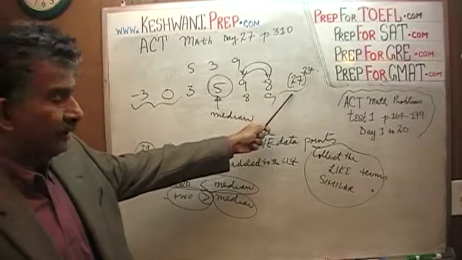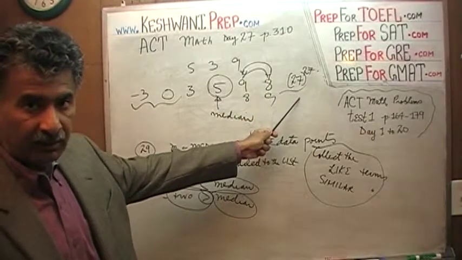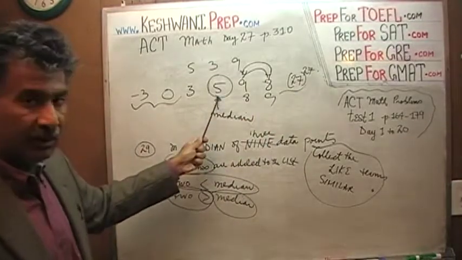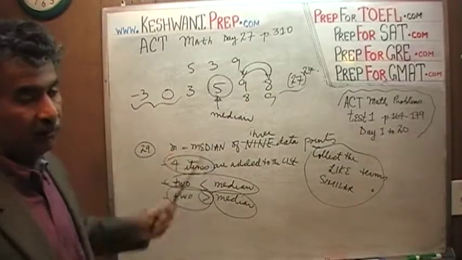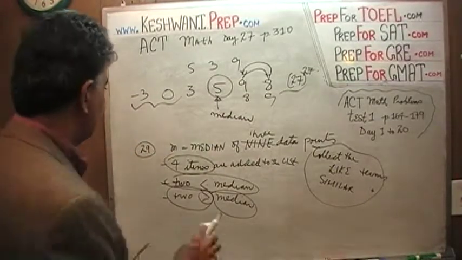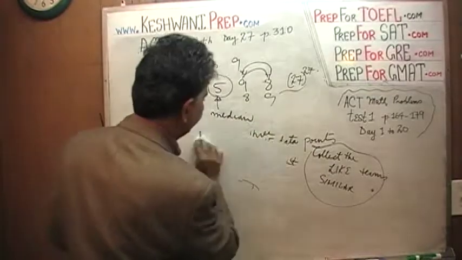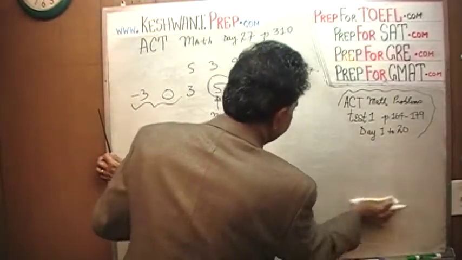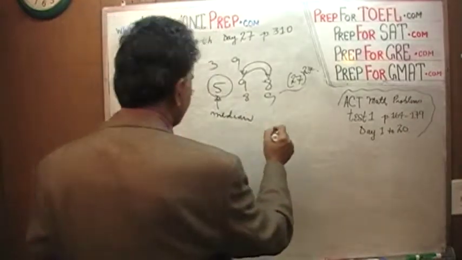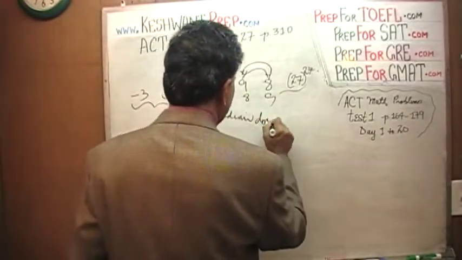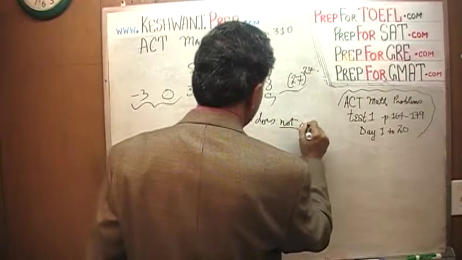But as long as we add the same number of numbers that are more than median, and the same number of numbers that are less than median, the median does not change. The median does not change. That's all. And the answer is B. Median does not change.